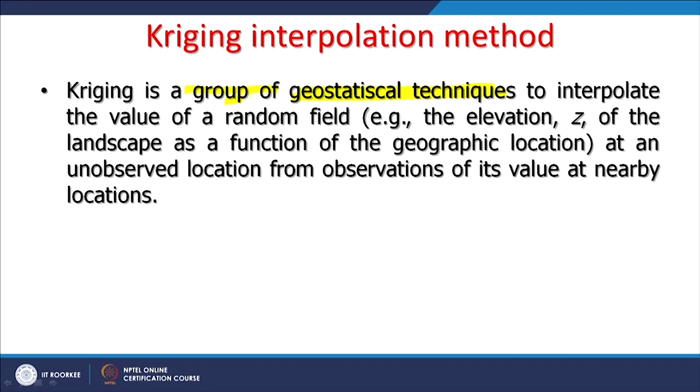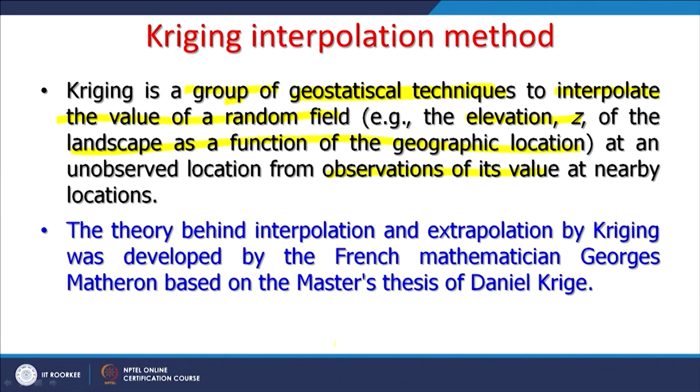That means various variants of kriging are available to interpolate the value for a random field or for an unknown location, and that value can be an elevation value like the Z value of the landscape as a function of geographic location, at an unobserved location, from whatever observations we have in the nearby locations. So, it is more or less the same as other interpolation techniques, but it is based completely on geostatistical techniques, and there are certain advantages with kriging interpolation which we will also see.